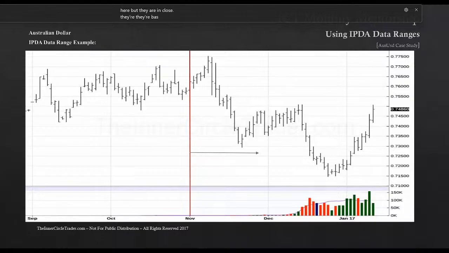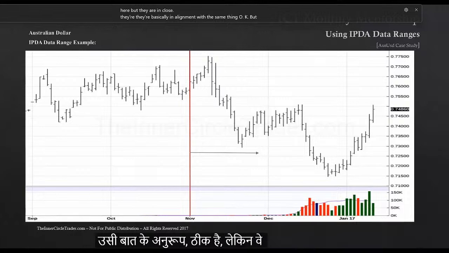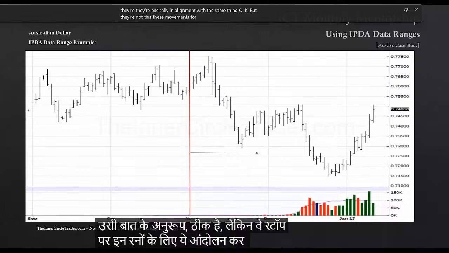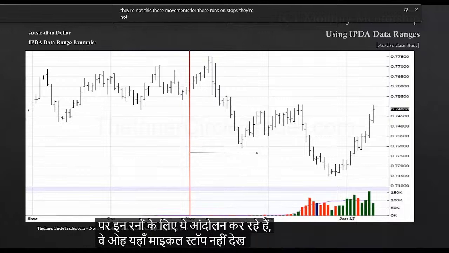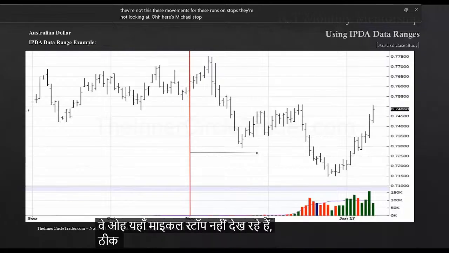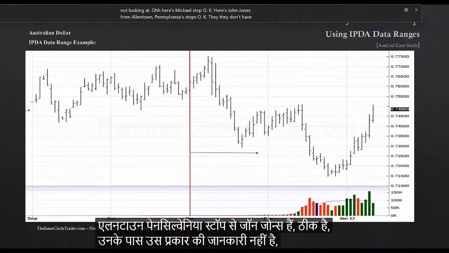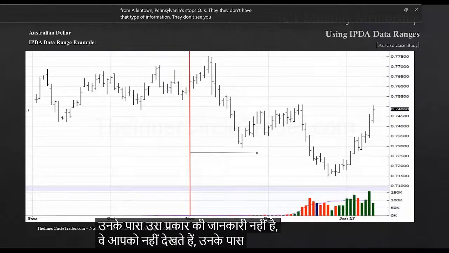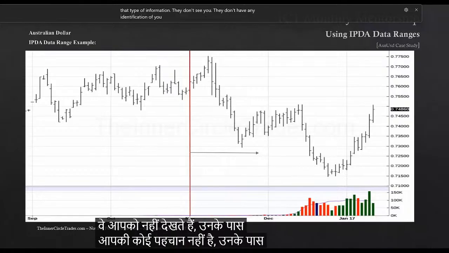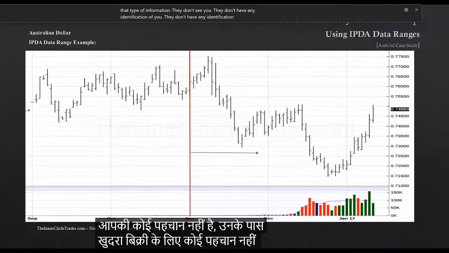They're basically in alignment with the same thing, okay? But these movements, these runs on stops, they're not looking at, oh, here's Michael's stop. Okay, here's John Jones from Allentown, Pennsylvania's stops. They don't have that type of information. They don't see you. They don't have any identification of you. They don't have any identification to retail at all.